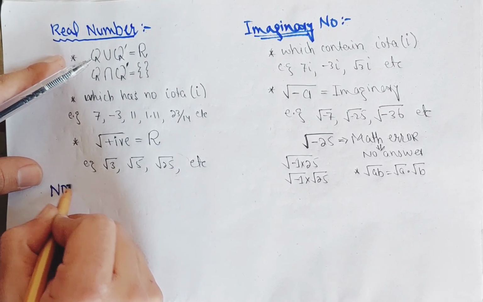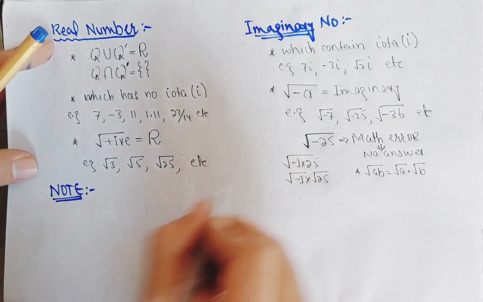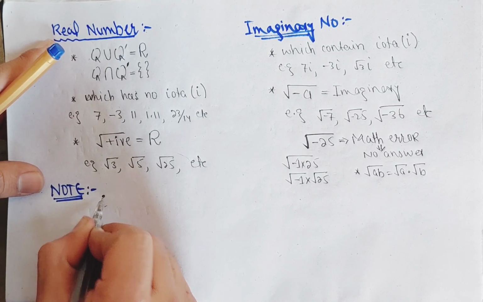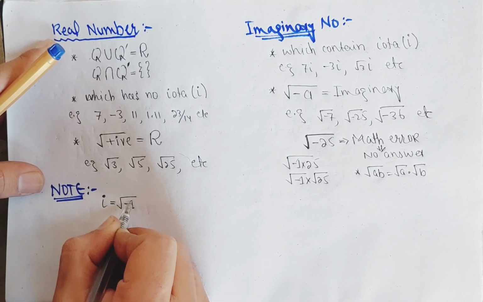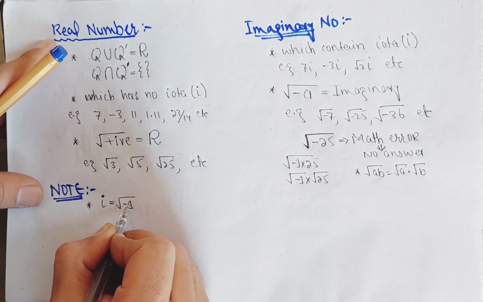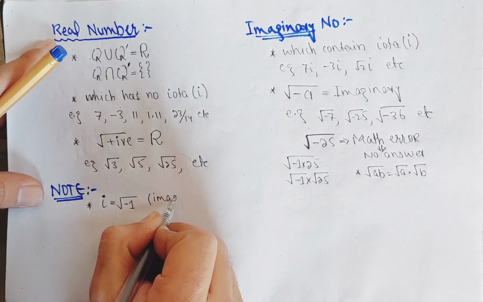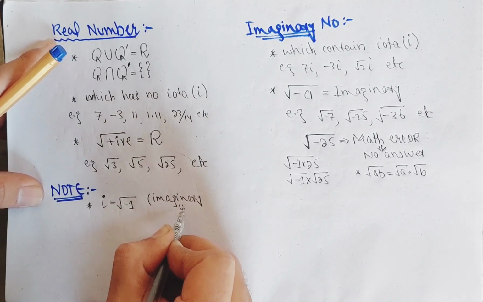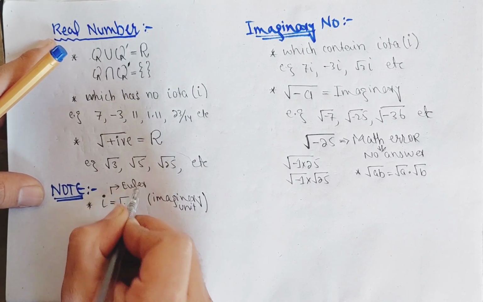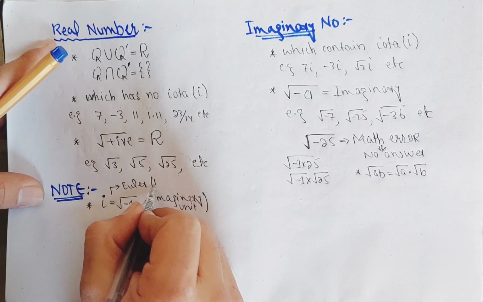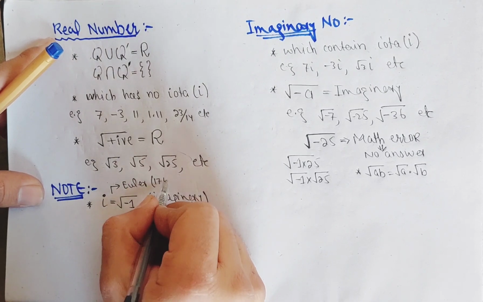What is iota? Iota is a Greek letter and its value is equal to under root minus 1. Iota की क्या value? Under root minus 1. It is also called imaginary unit. It was first introduced by Euler in 1748, sorry. So what is iota? Iota is equal to under root minus 1. This is an imaginary unit.